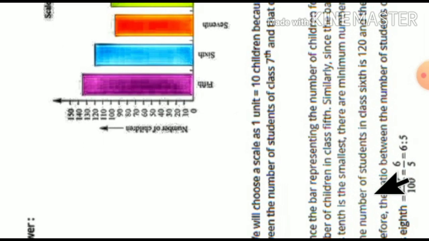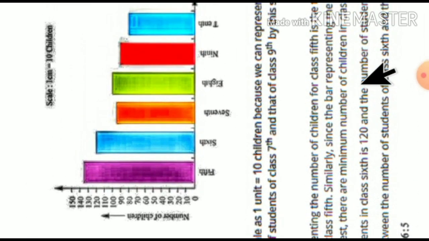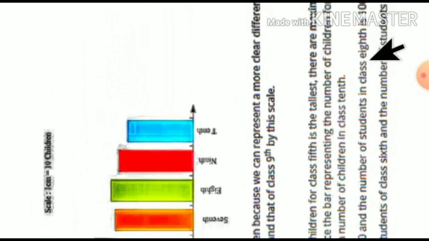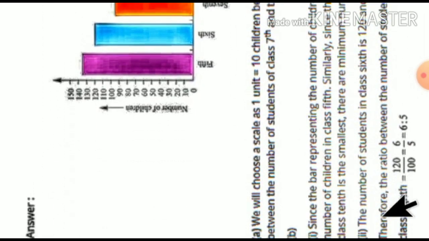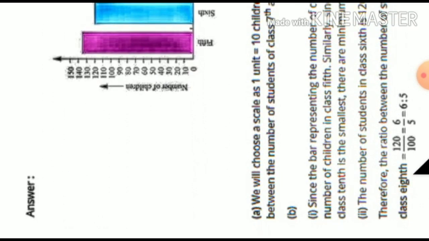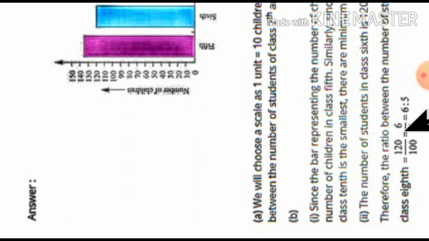So the number of students in class 6th is 120. Number of students in class 8th is 100. So the ratio between the number of students of class 6th and the number of students of class 8th is 120 upon 100, which is equal to 6 upon 5. Here the 0 0 will be cut, and 2 6s are 12, 2 5s are 10. So 6 upon 5. So the ratio is 6:5.